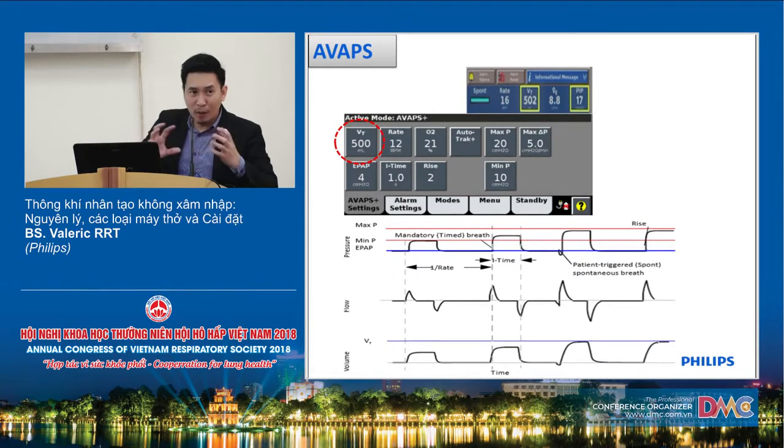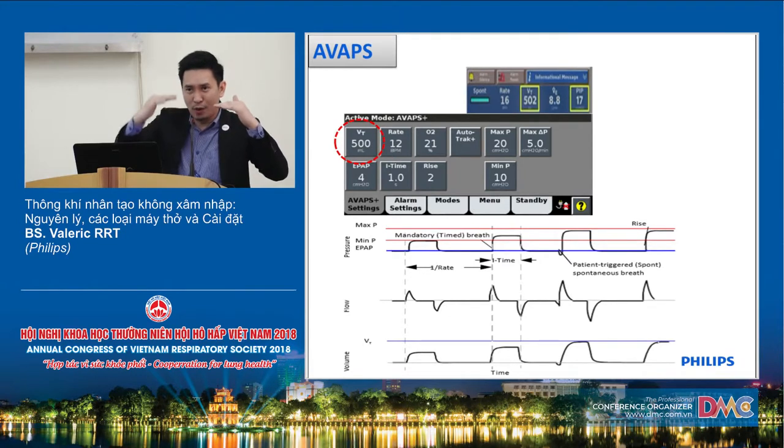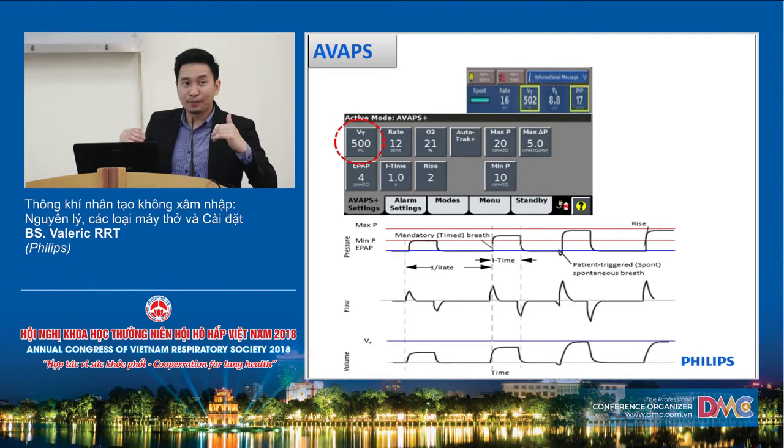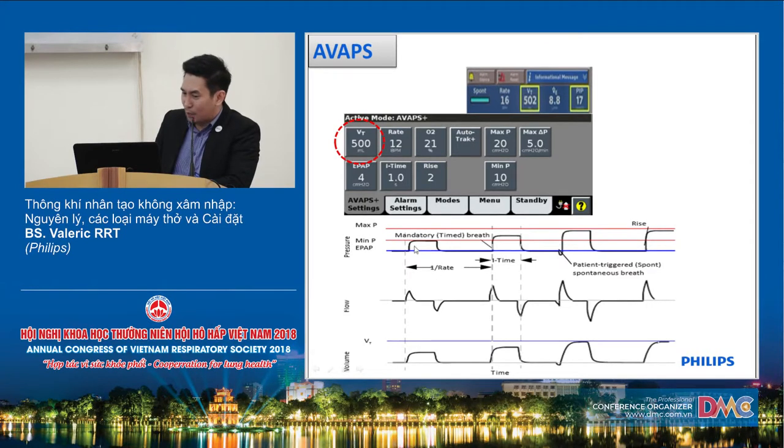The machine itself will automatically adjust. If there is a decrease in compliance, the machine will add pressure support to compensate for the tidal volume loss. The graphs here are a good example. We have the tidal volume decrease from the 500 setting, then the ventilator itself will automatically adjust and deliver more pressure, increasing the volume, and then finally it increases back to the 500 tidal volume setting. So basically this is the targeted tidal volume mode of ventilation, AVAPS.